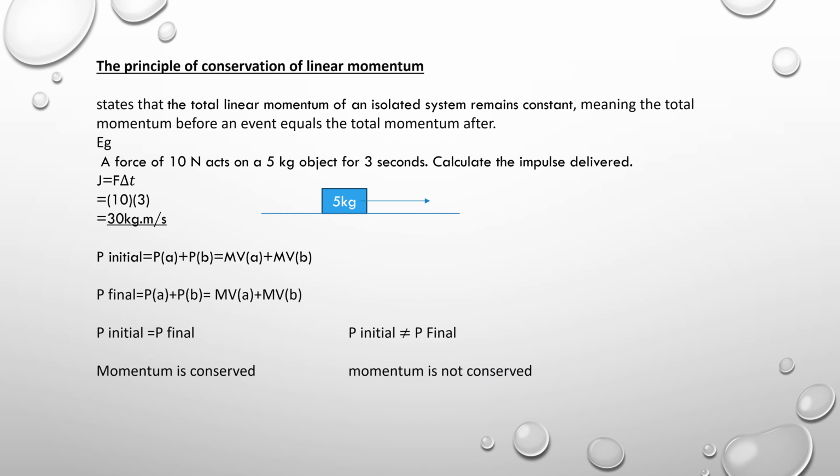When they are saying momentum initial is equal to momentum final, they are saying momentum is conserved. When the initial momentum is not equal to the final momentum, momentum is not conserved.